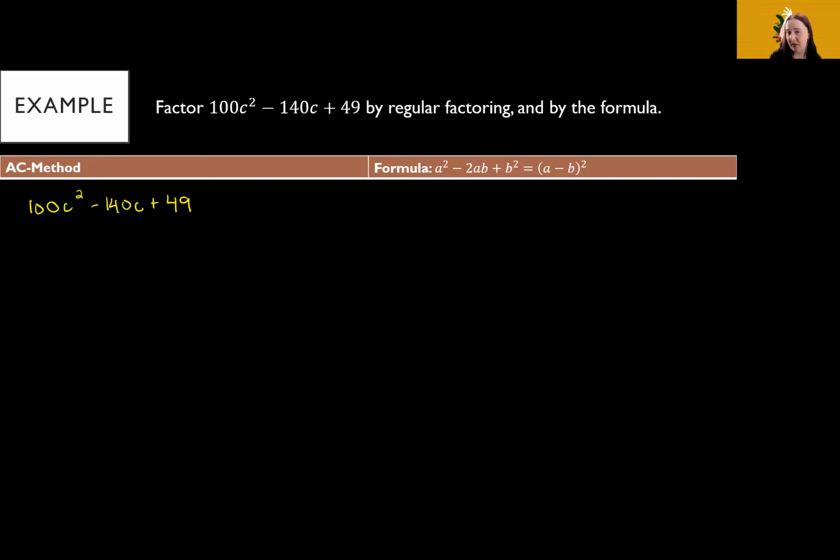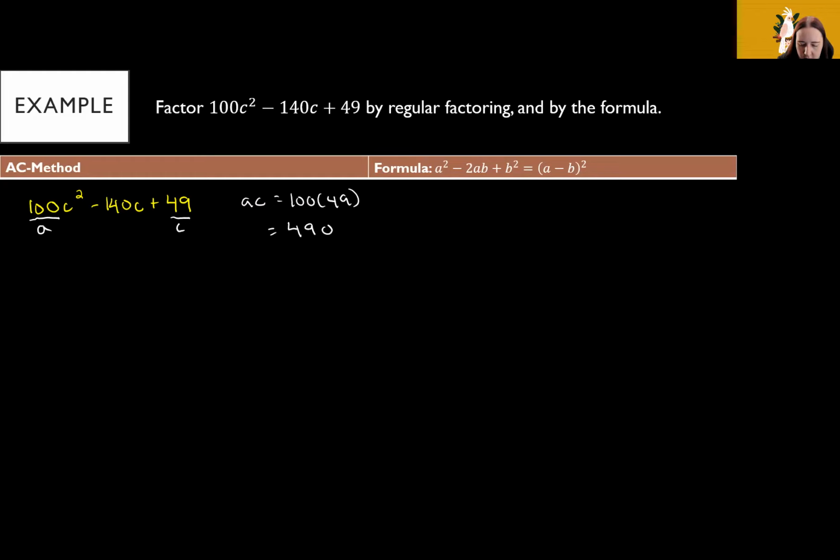There's nothing in common though here. I can't factor a number out of 100, 140, and 149. There's nothing that they have in common that I can divide them by. So the AC method has you take the first term, 100, and the last term, 49, and multiply those together because that's A times C. So A times C would be 100 times 49.